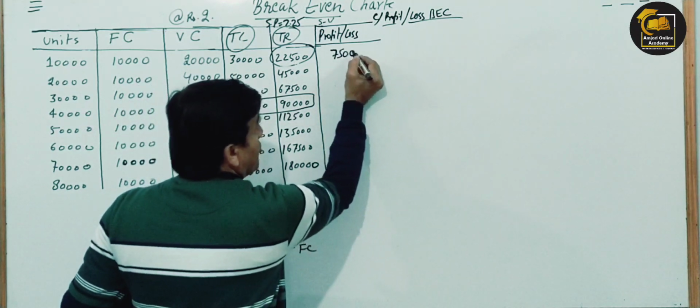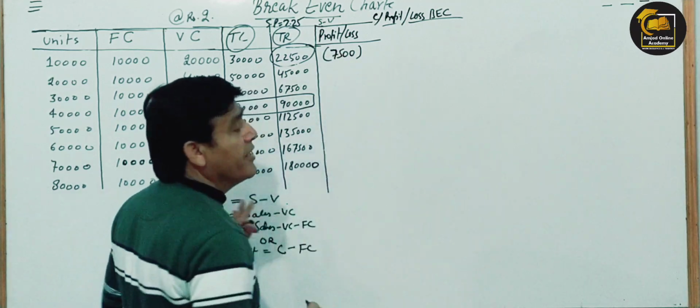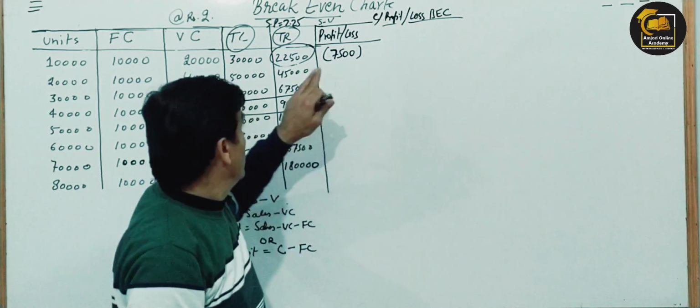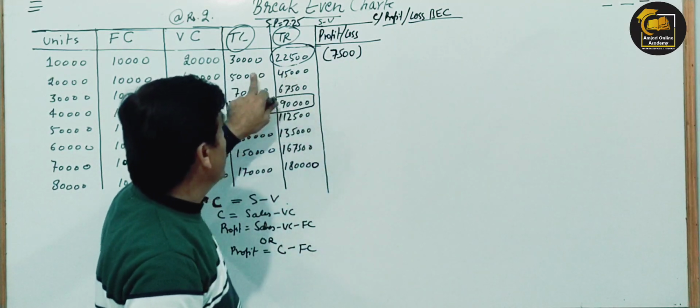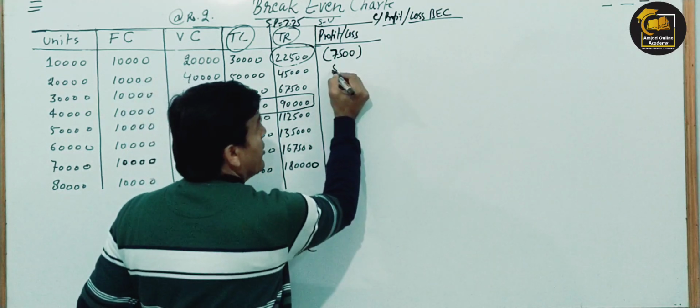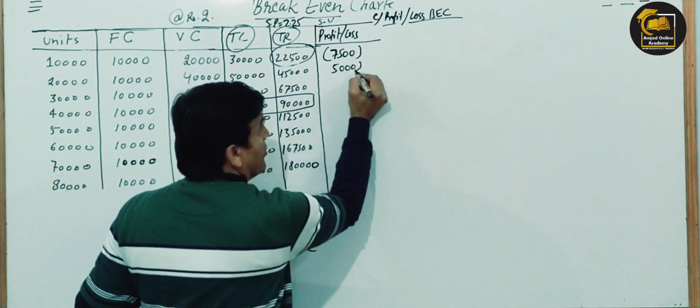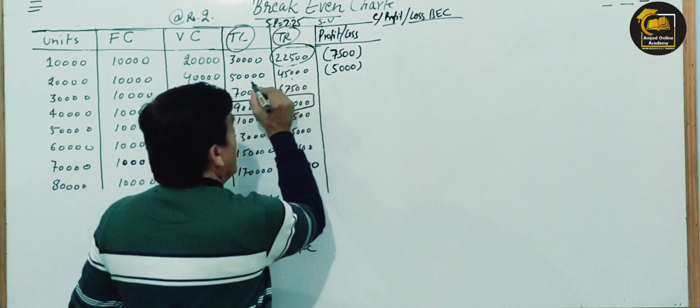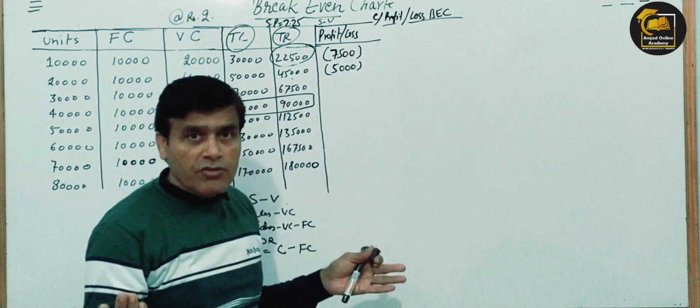This is a loss, and it will be shown in negative figures, and negative figures are shown in brackets. Look here, 45,000 minus this, so this 5,000 will be negative. It is a loss because sales is 45,000 and the total is 50,000. Definitely it is a loss, or not?